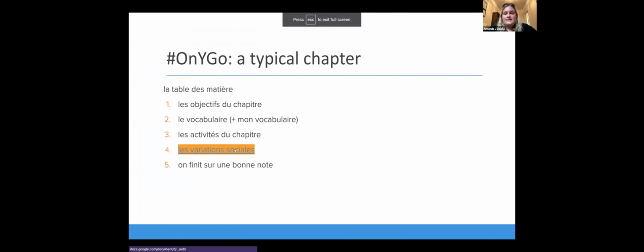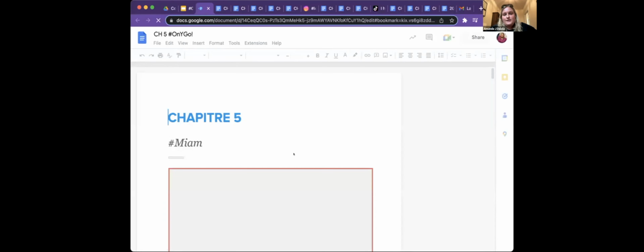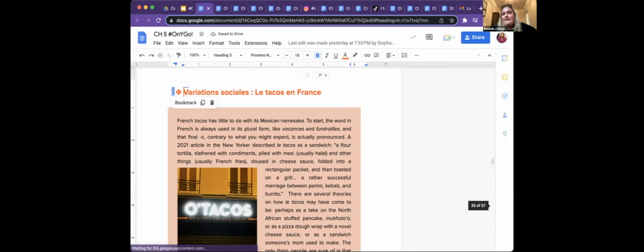The last thing I'll take you through here is another category. So we're moving out of les activités du chapitre, and we're moving now to the sort of stock categories in each chapter. This last one is one I love. I'm a sociolinguist, and so we talk a lot about social variation. We call this variation sociale. So the example that I'll give for you today is in our food chapter.